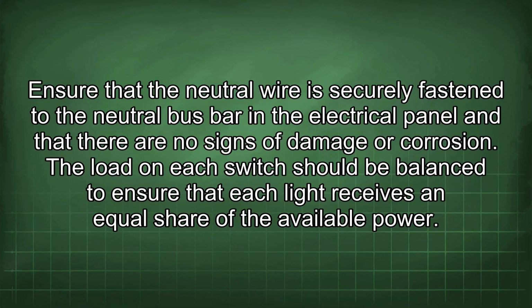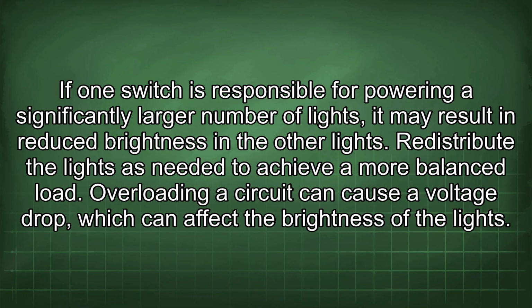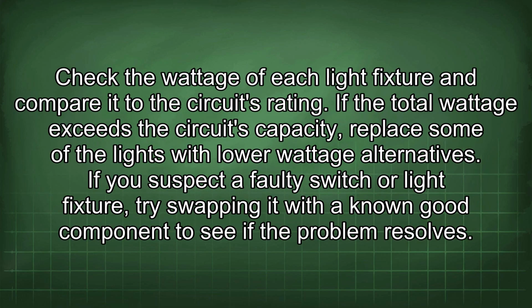The load on each switch should be balanced to ensure that each light receives an equal share of the available power. If one switch is responsible for powering a significantly larger number of lights, it may result in reduced brightness in the other lights. Redistribute the lights as needed to achieve a more balanced load. Overloading a circuit can cause a voltage drop, which can affect the brightness of the lights. Check the wattage of each light fixture and compare it to the circuit's rating. If the total wattage exceeds the circuit's capacity, replace some of the lights with lower wattage alternatives.